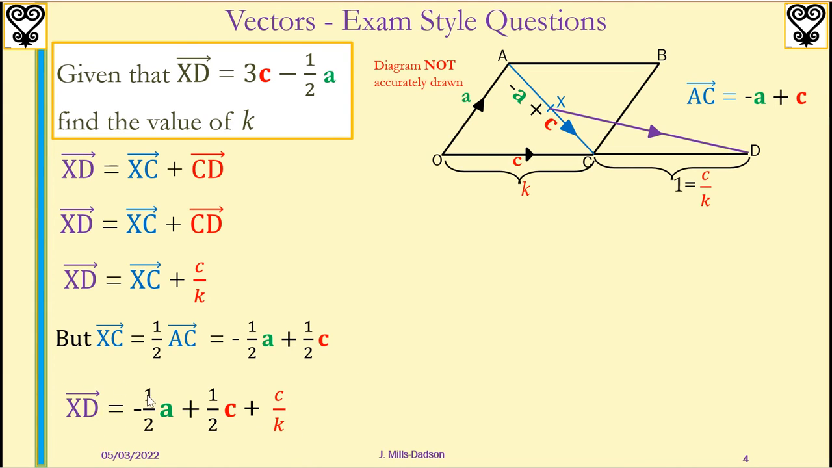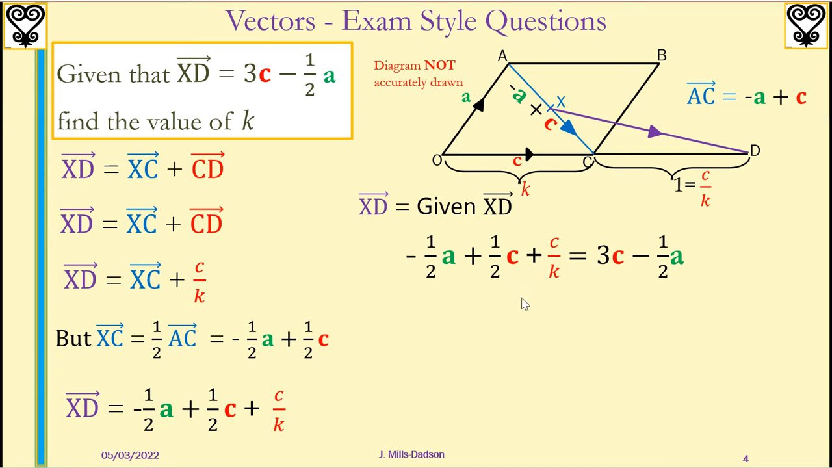So knowing this as XD, which we've just worked out, and knowing XD as given to us in the question, we can equate them and we solve for K. Minus half A is common to both sides, so we cross that out. We minus half C from both sides. So 3C minus half C is 5 over 2 C. So we have C over K equals 5 over 2 C.